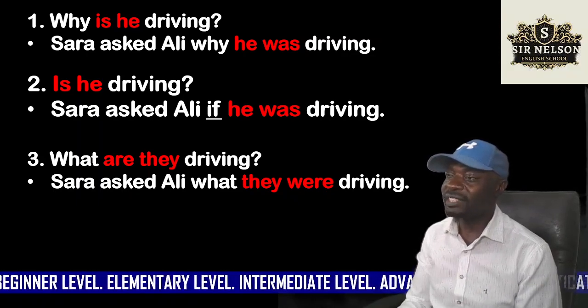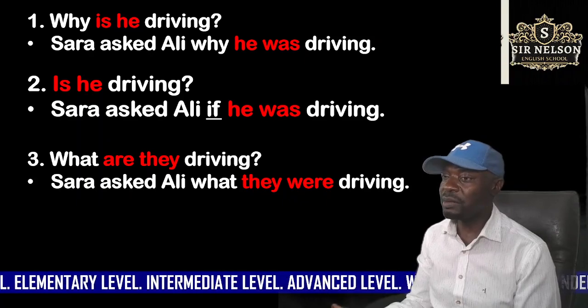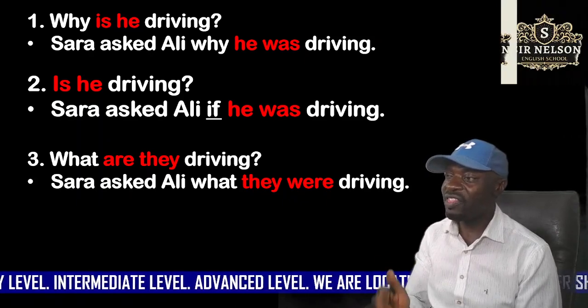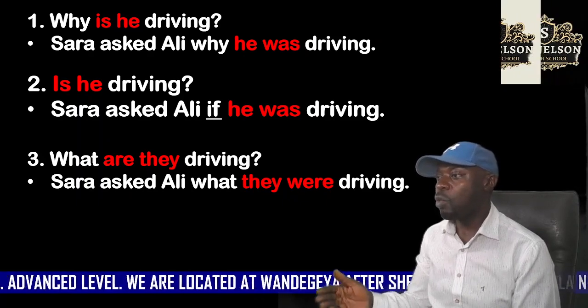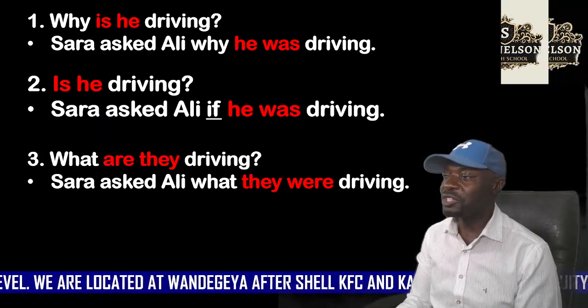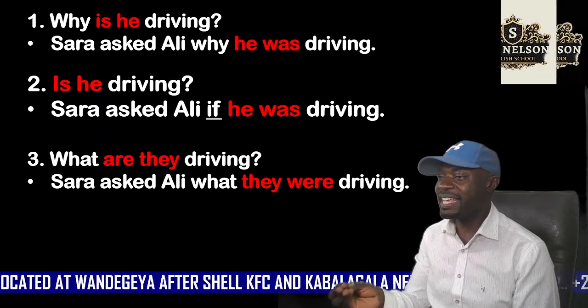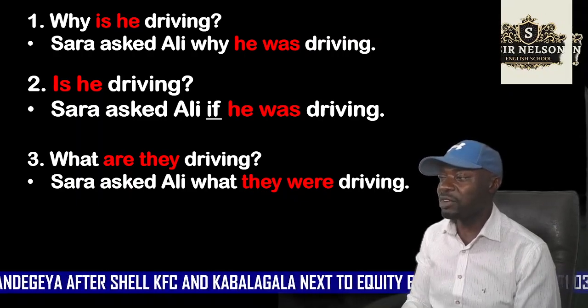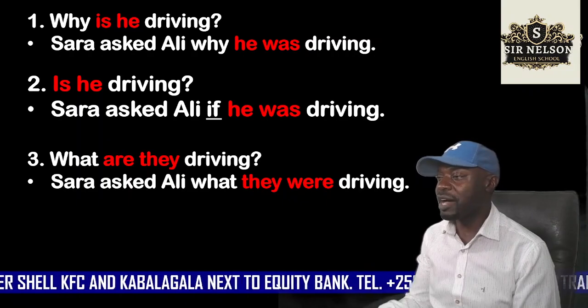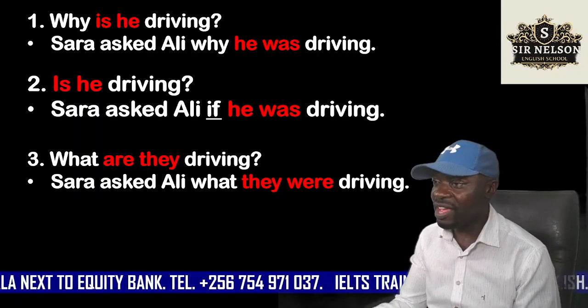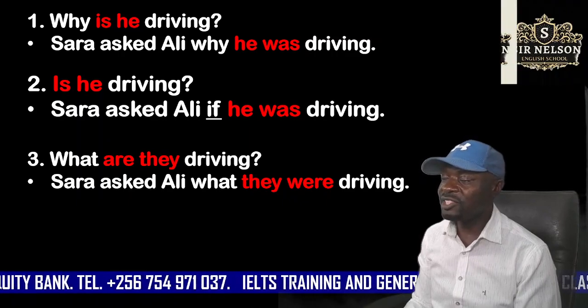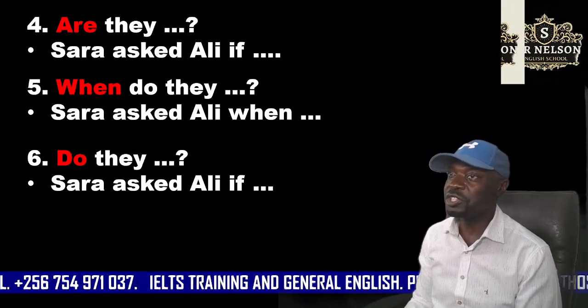Number 3, what are they? WH. What? Are they? They were. The helping verb is were. Were comes after they. Don't say what were they in indirect speech. In indirect speech, the helping verb comes after the subject. They were. Are they is direct speech.